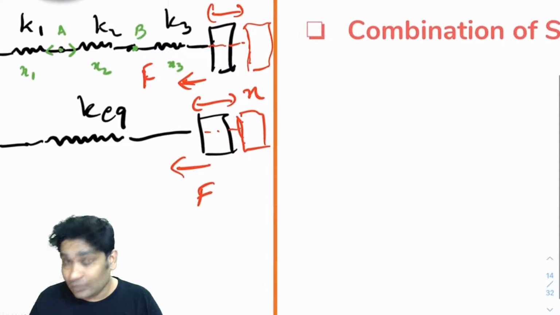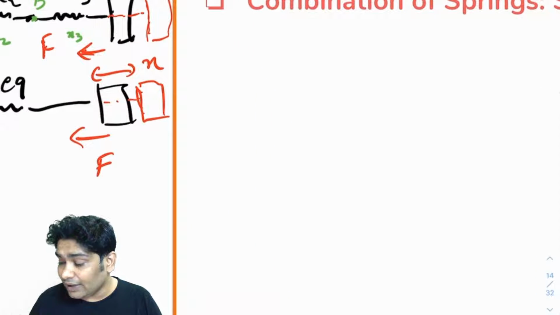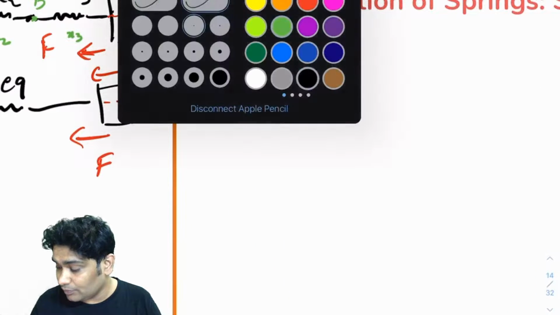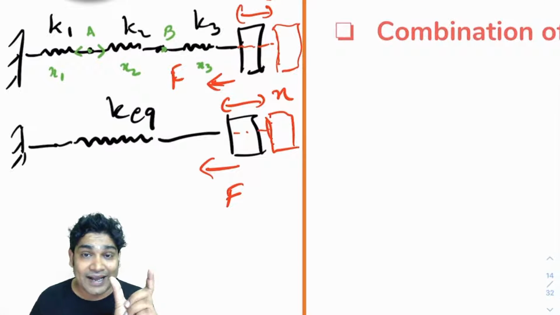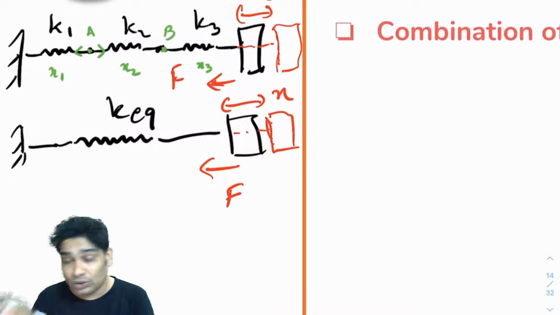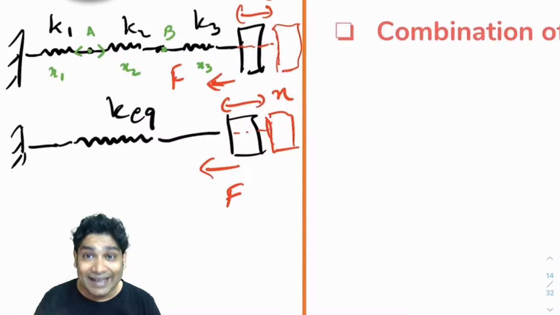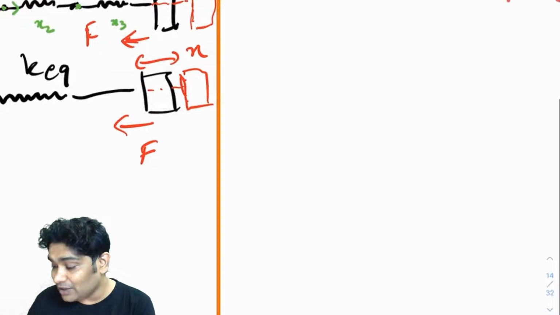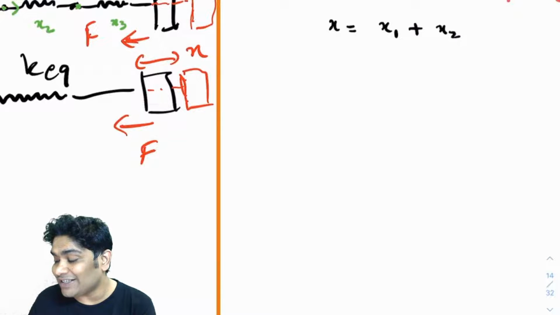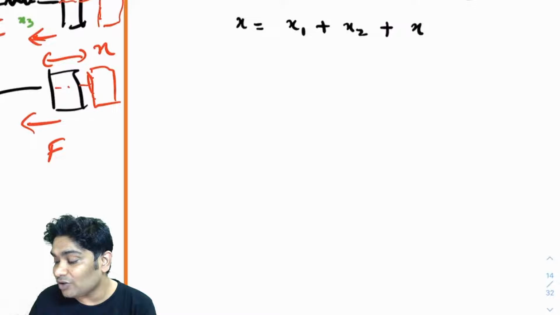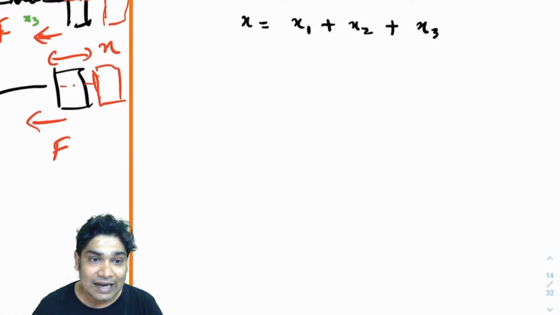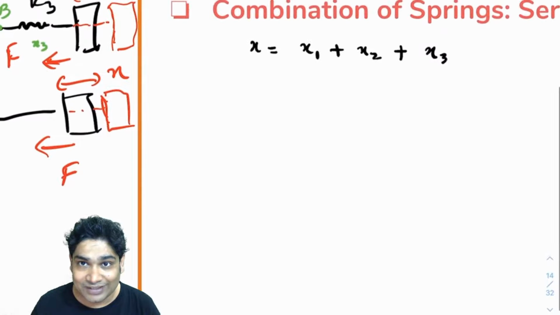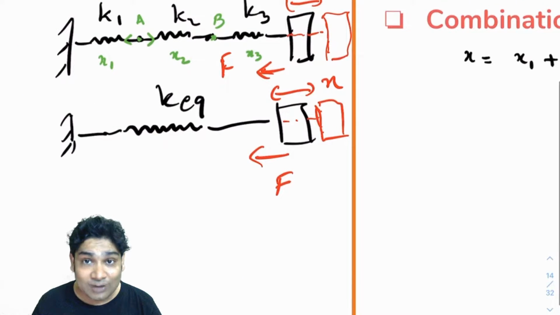You can write two equations from here. First, if the first spring got stretched by x1, the second by x2, and the third by x3, then x should be equal to x1 plus x2 plus x3. That is the total amount of stretching. I hope you can see that. Is that understood? Next, I will talk about point A.